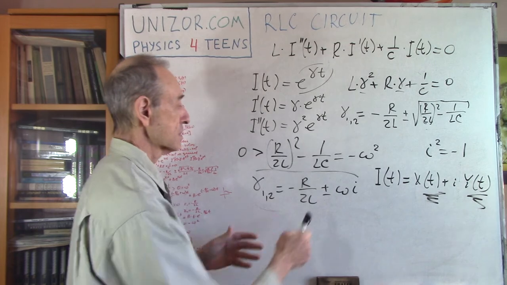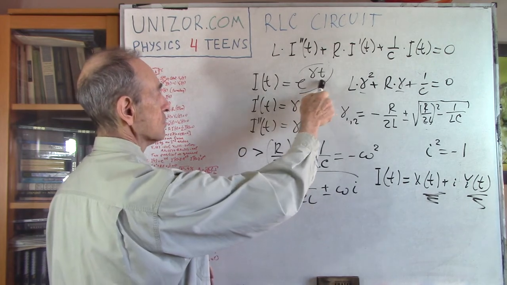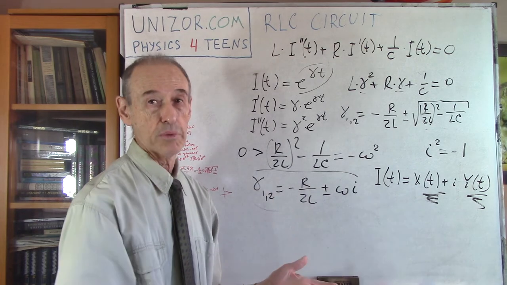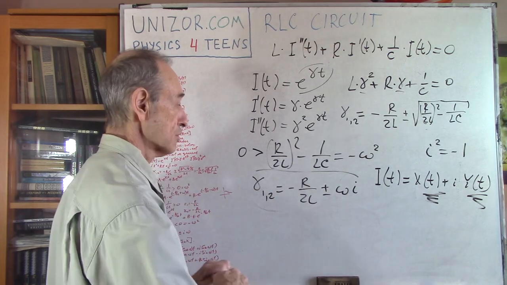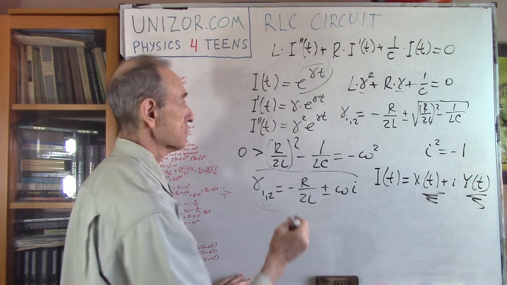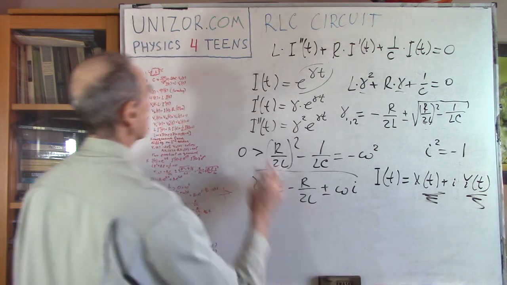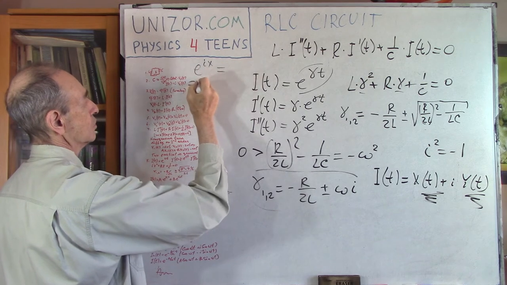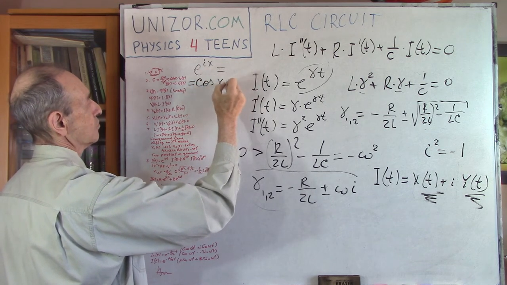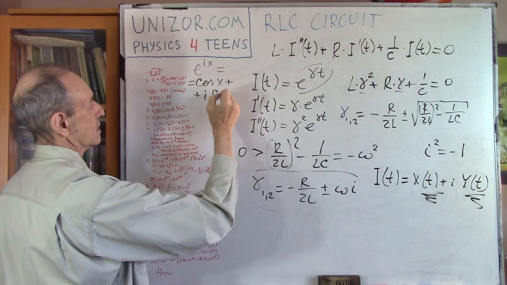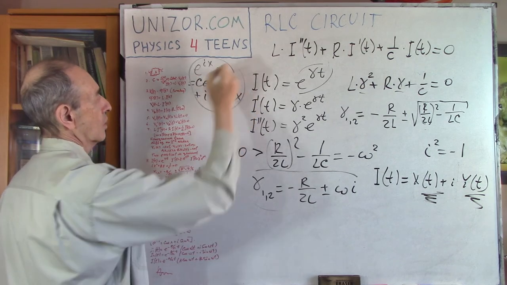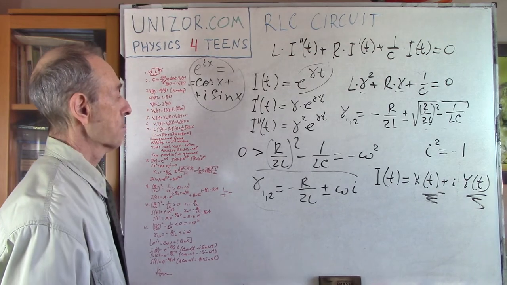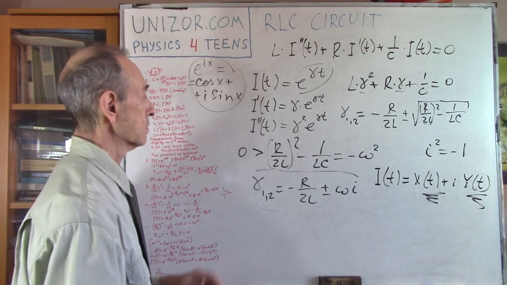So all I have to do is represent the function e to the gamma t, for this gamma, in real plus imaginary parts. And this is very easy to do using Euler's formula: e to the i x is equal to cosine x plus i sine x. Euler's formula, great formula. So, let's do it.